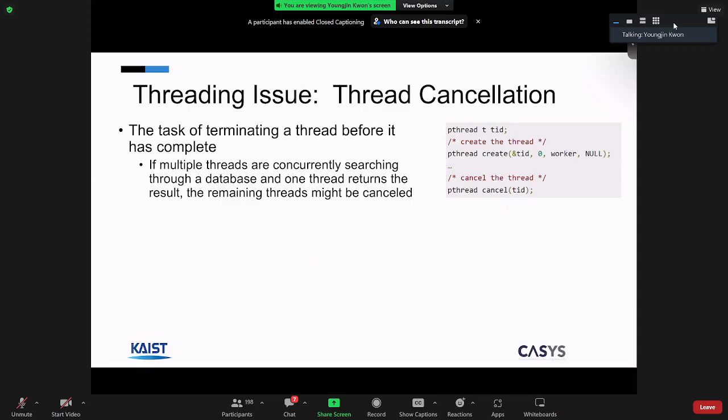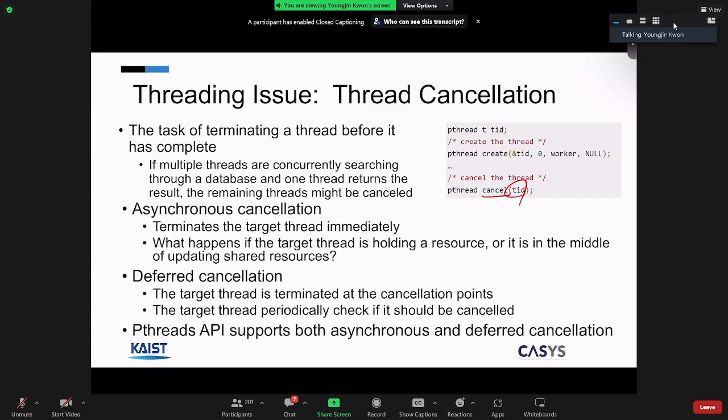And also another headache issue, thread cancellation. Unlike a process, a thread can kill another thread in the middle of execution, which is called thread cancellation. So a thread can send a thread ID by calling thread cancel. Again, process killing requires some operation of protection, but threads have no protection. So a thread can freely kill another thread.